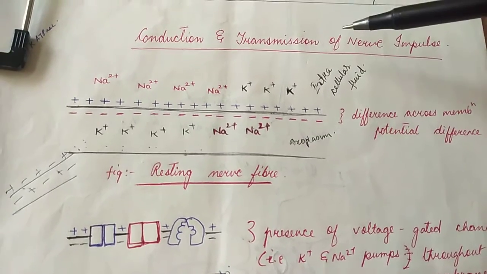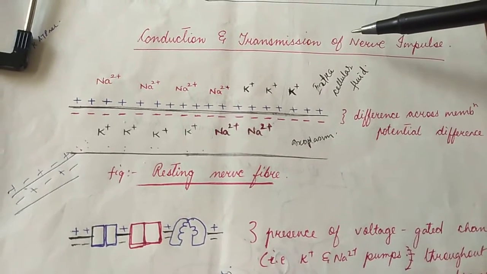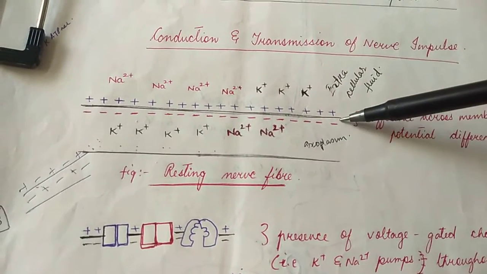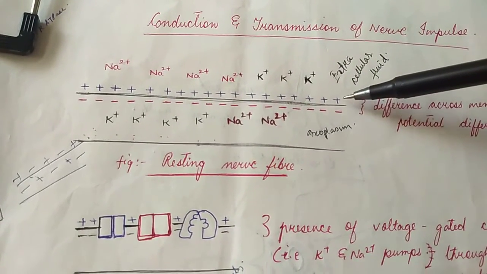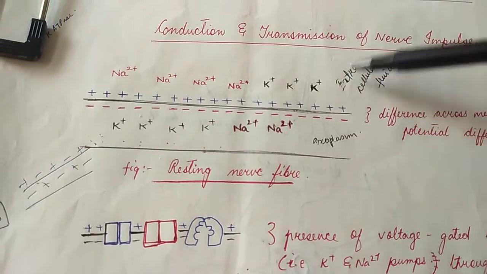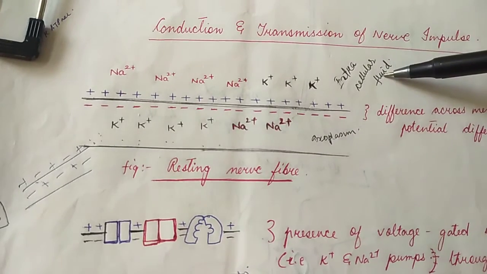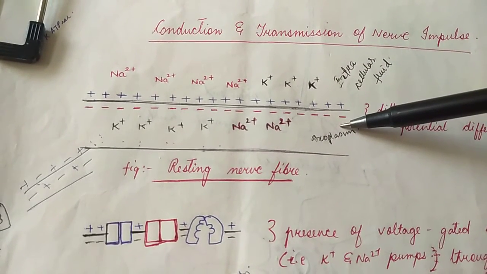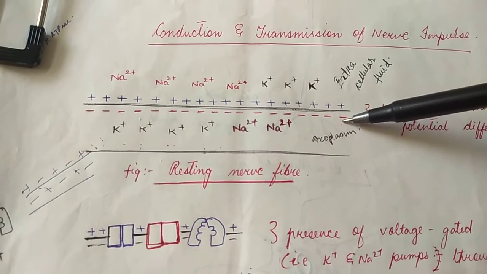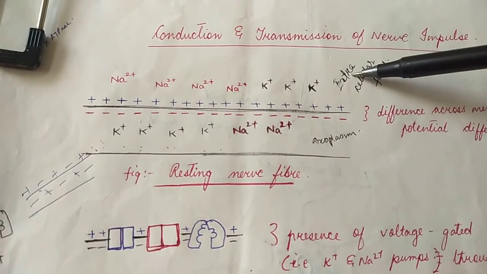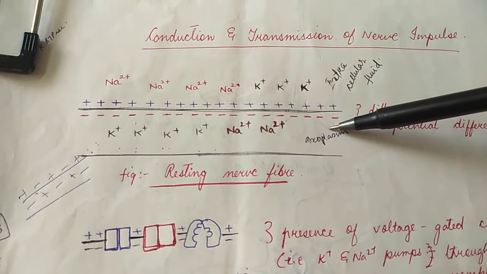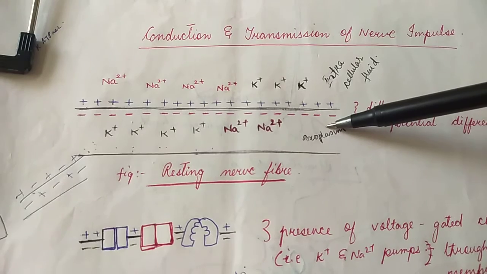Students, today let us discuss conduction and transmission of nerve impulse through a nerve fiber. Here we have a diagram of a nerve fiber. We can see that outside the nerve fiber, extracellular fluid is present and inside the nerve fiber, axoplasm is present. Extracellular fluid and axoplasm both possess positive and negative ions.